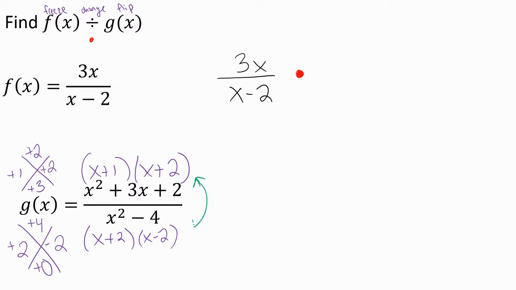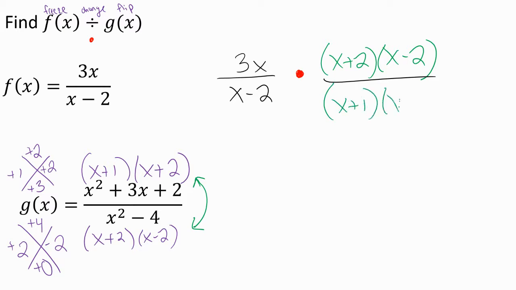So whatever was on top moves to the bottom. Whatever's on the bottom moves to the top. So I'm going to put x plus 2, x minus 2, because that's what was on the bottom. Now it goes to the top. And then on the bottom is going to be the x plus 1, x plus 2, because it was on top. Now it's on the bottom.